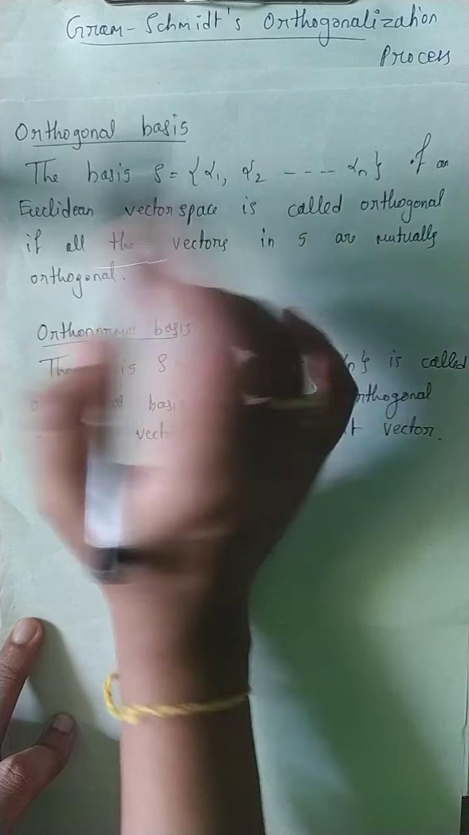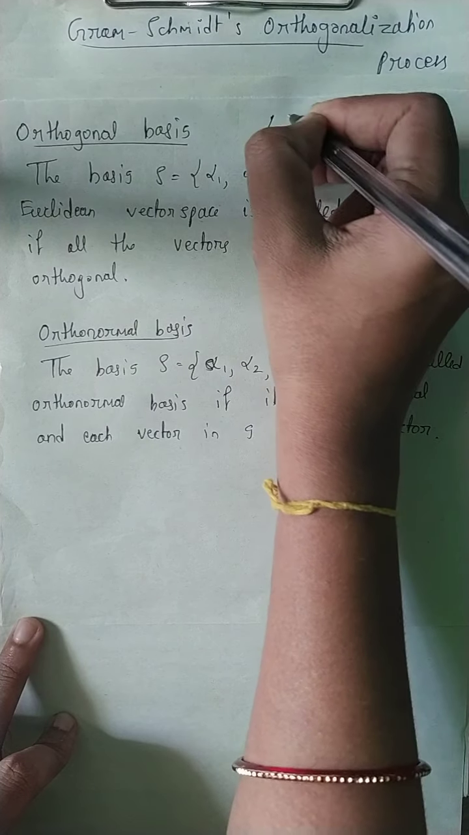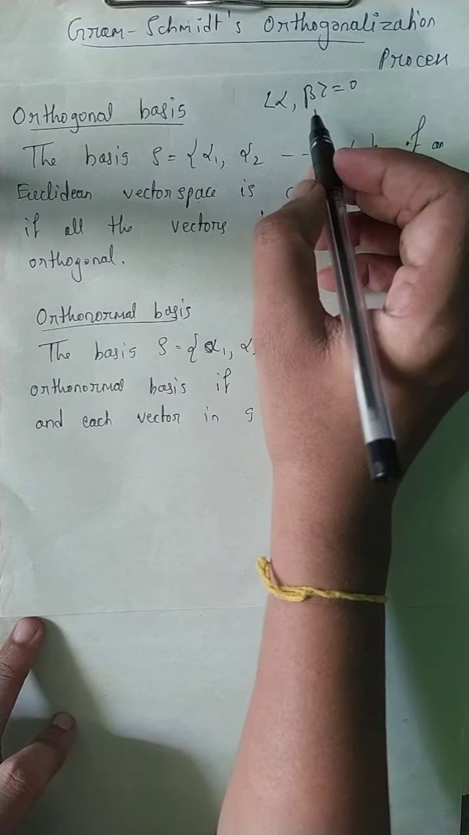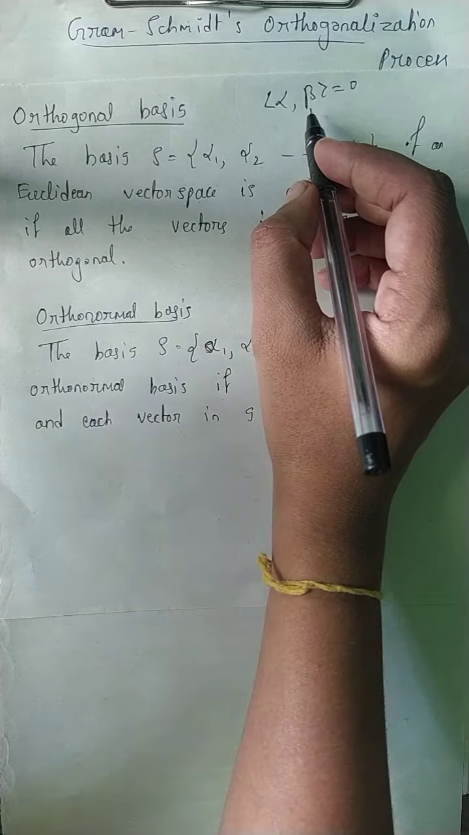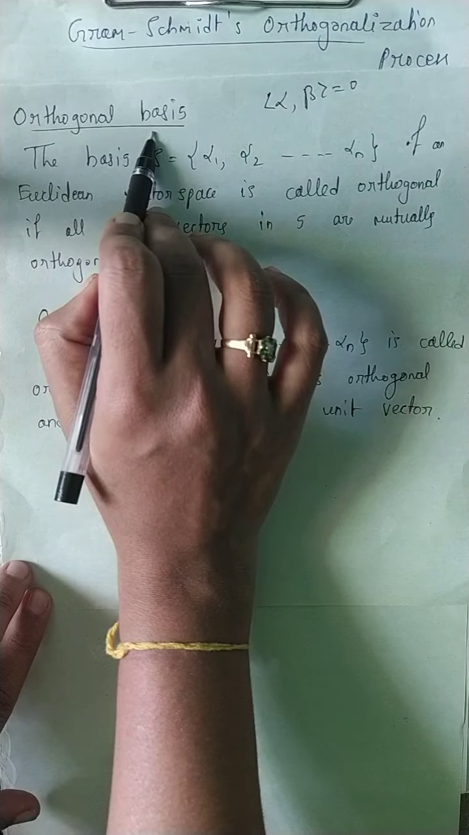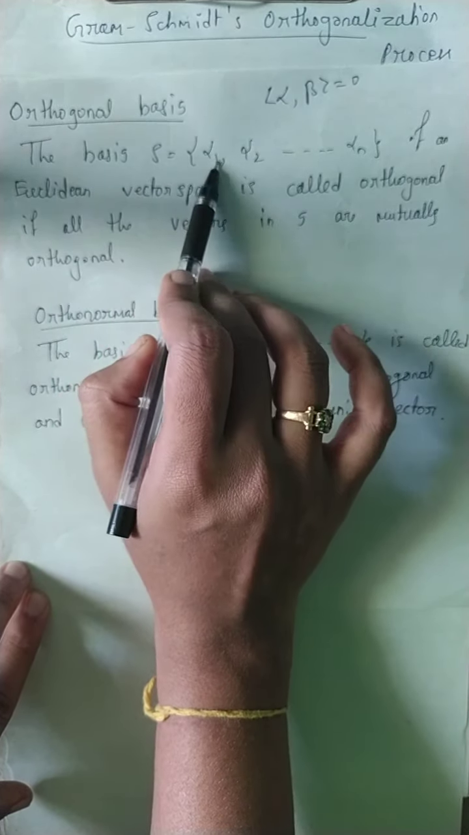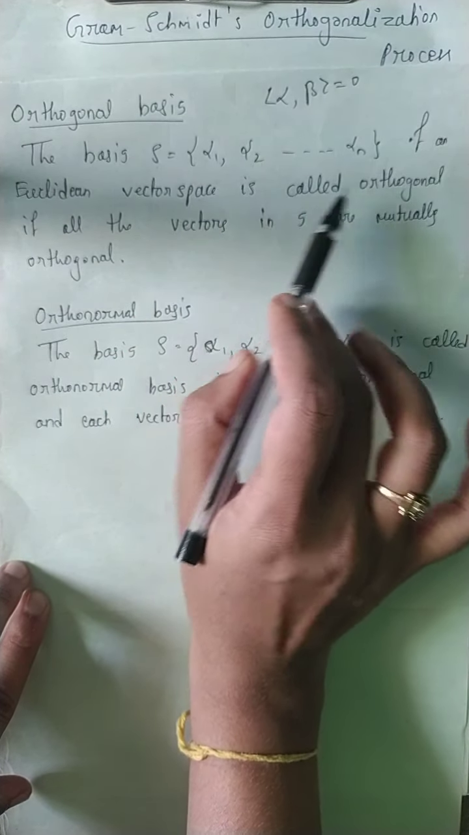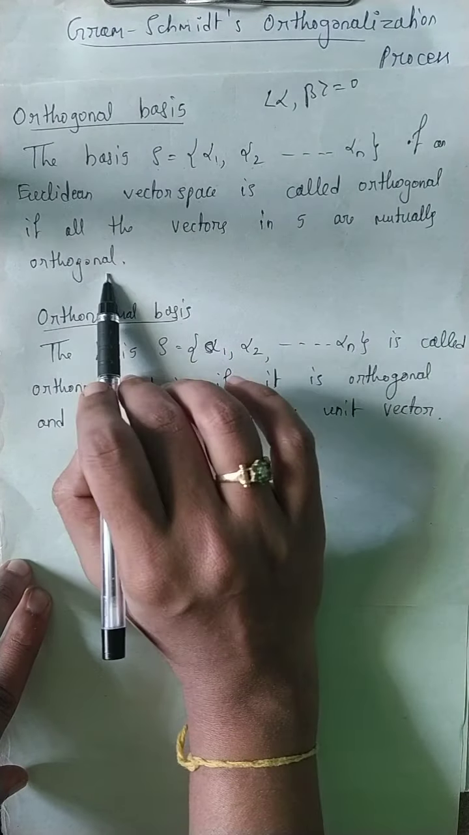If we have to say that the two vectors alpha and beta are orthogonal, then the condition is inner product of alpha comma beta is equal to 0, correct? So this is the condition for two vectors to be orthogonal, or perpendicular to each other. In a similar way, here we are defining orthogonal basis. The basis S which is equal to alpha 1, alpha 2, so on up to alpha n of an Euclidean vector space is said to be orthogonal if all the vectors in S are mutually orthogonal.